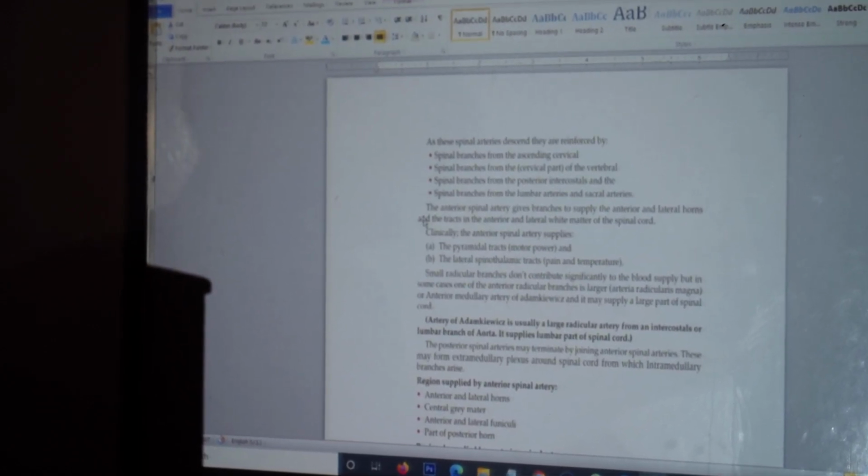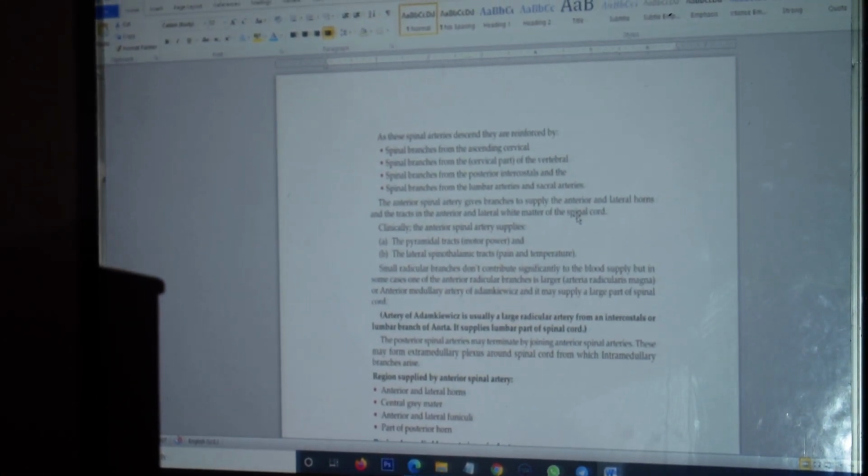Now, examiners are in the habit of asking about the artery of Adamkiewicz, and basically it is nothing special. It is usually a large branch, usually from the abdominal aorta or from the intercostal arteries, and it sometimes supplies a significant portion of the spinal cord. Inadvertently, any neurosurgeon or spinal surgeon can come across this vessel, and in case of non-identification he can damage it. As a result there can be infarction of a large part of the spinal cord, because this vessel sometimes supplies a large area of the spinal cord.